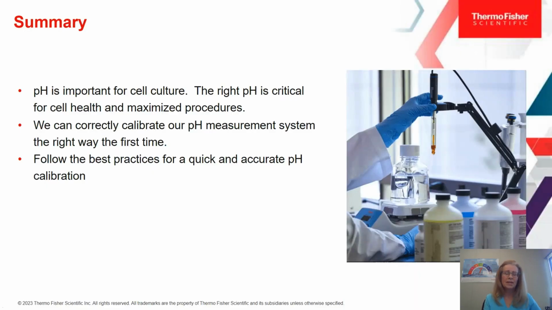So in summary, pH is important for cell culture. The right pH is critical for cell health and maximized procedures. We can correctly calibrate our pH measurement system the right way the first time and follow the best practices for a quick and accurate pH calibration.